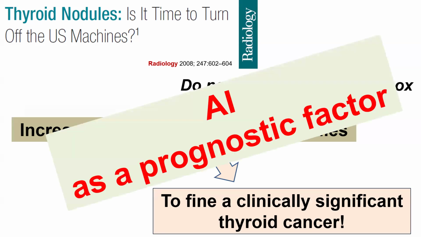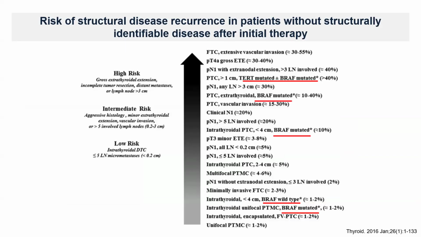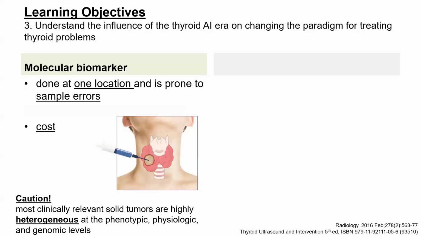Let's look at several studies on AI as a prognostic factor. In addition to the clinical factors that have been identified so far, there are investigations of molecular or imaging biomarkers. The ATA already utilized molecular factors for risk stratification of thyroid cancer. When molecular profiling is undertaken, it is done at one location and is prone to sampling errors. This approach may not accurately represent tumor heterogeneity.